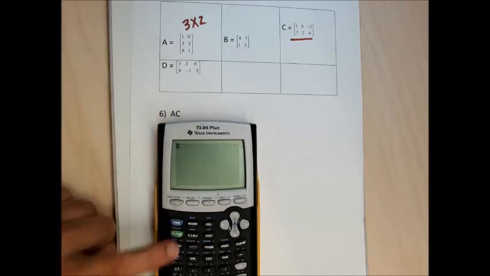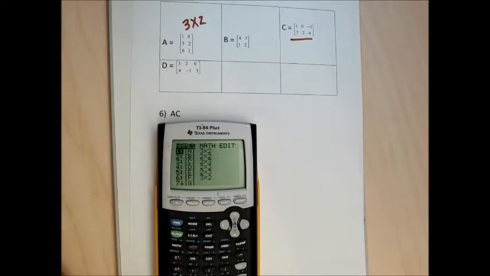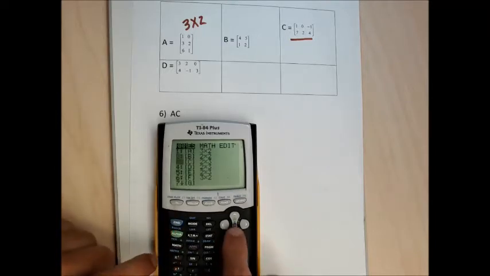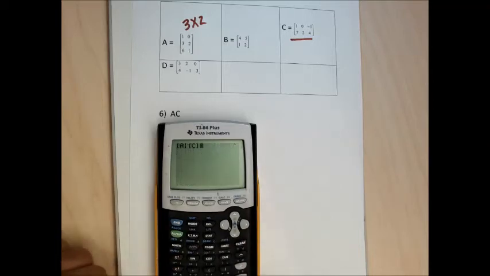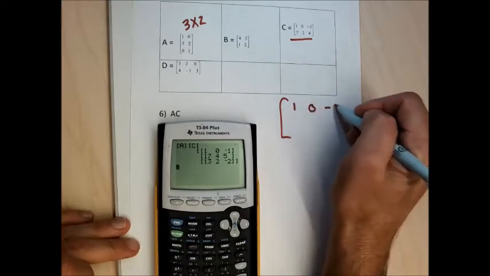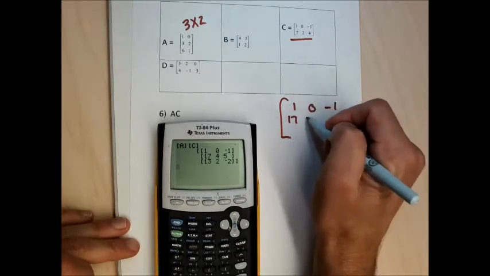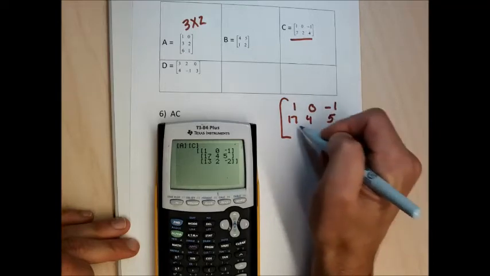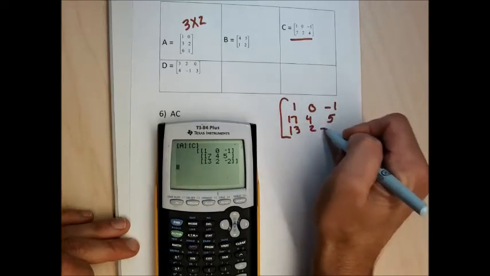I start off going second matrix, hit enter on the names A, and then second matrix, hit enter on the name C. It's going to give me a big old matrix. The answer to this is going to be 1, 0, negative 1, 17, 4, 5, 13, 2, negative 2.